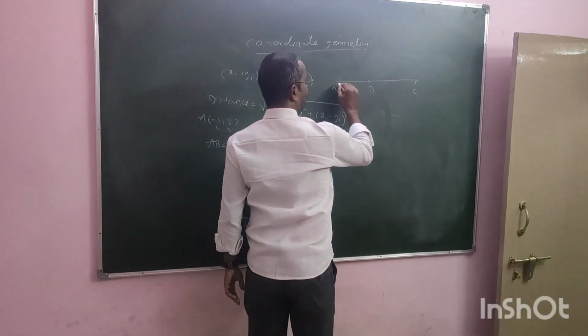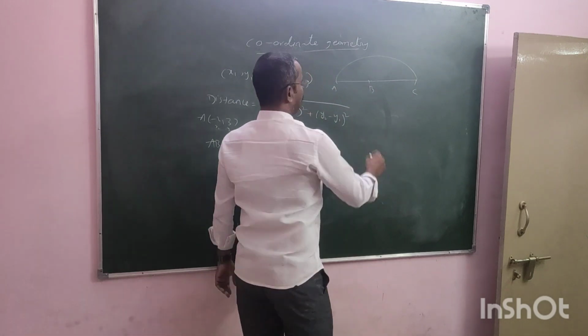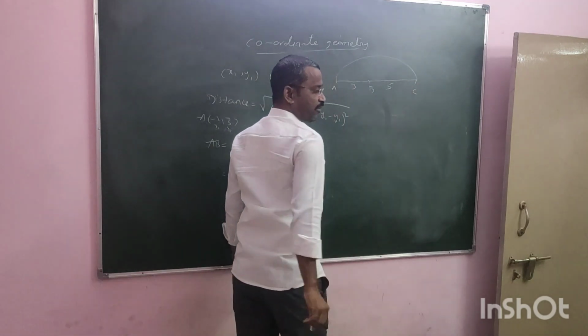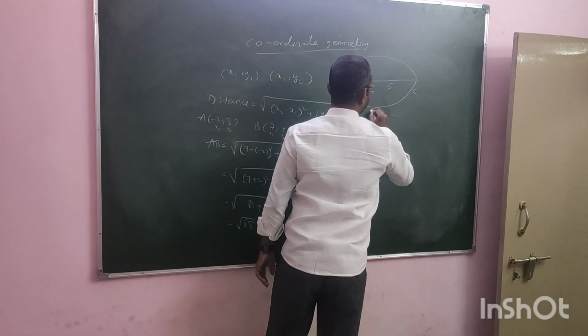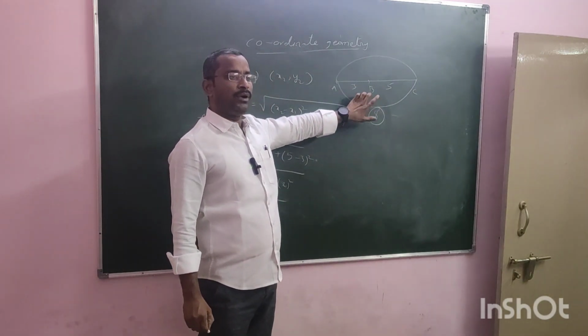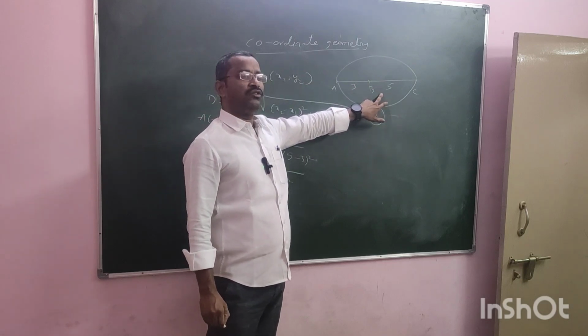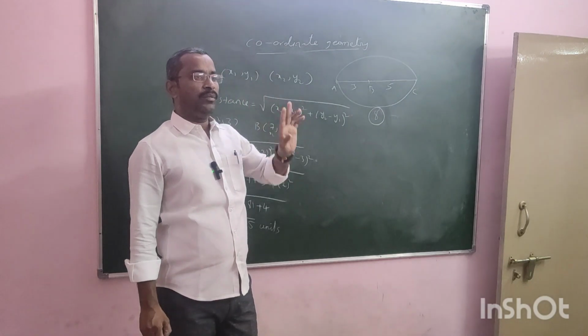For example, if I take AB plus BC, what should I get? AC. Is it correct or not? For example, this is 3, this is 5. Total how much do you get? 8. So this is the concept to prove it using the distance formula: the addition of any two of the distances should be equal to the third one. Then they are going to be collinear.